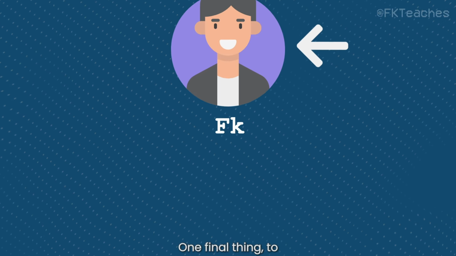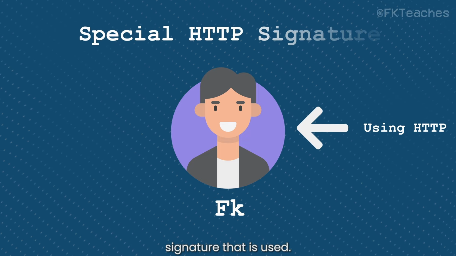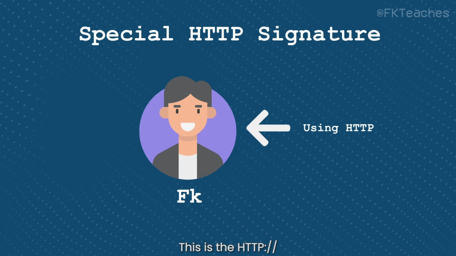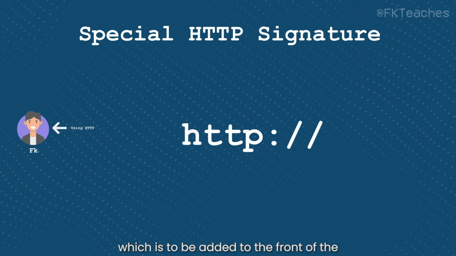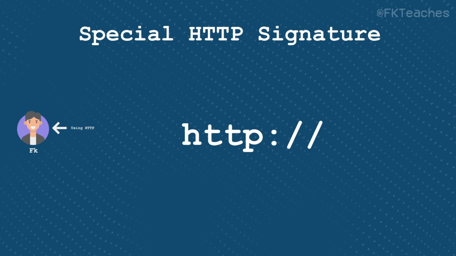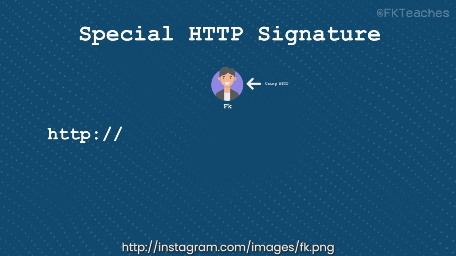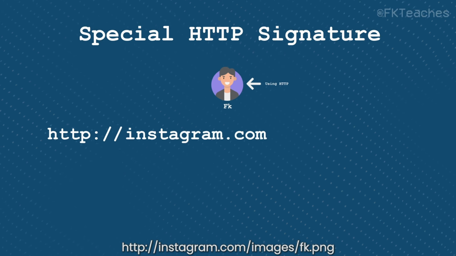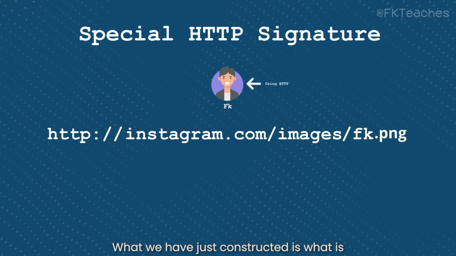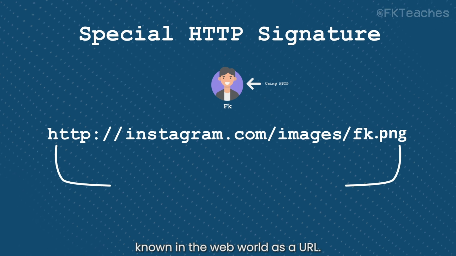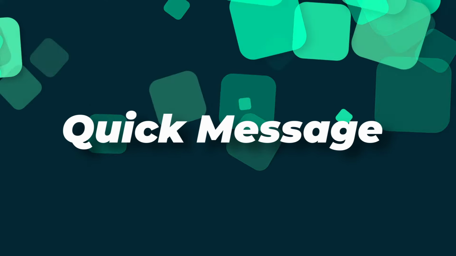One final thing. To request this resource using HTTP, there is a special HTTP signature that is used. This is the http:// signature, which is to be added to the front of the location of this resource. When we add that, we will have this: http://instagram.com/images/fk.png. What we have just constructed is what is known in the web world as a URL.